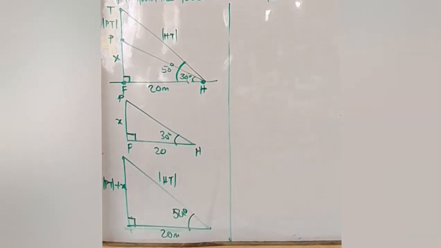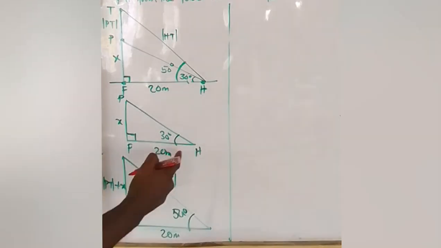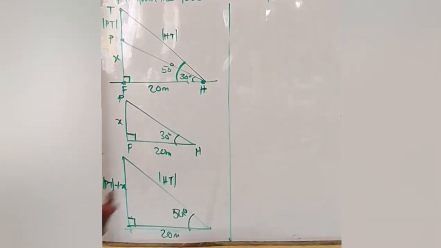Now the first thing you are told to look for is PT. From this triangle, I told you, if you have a right angle triangle, and one side is given and one angle is given, we can get the other two sides. But if we consider this opposite and adjacent, we get PT plus X, and we cannot get PT until we know the value of X. So let's get the value of X first. From here, the opposite is X, the adjacent is 20, and the angle is 30.